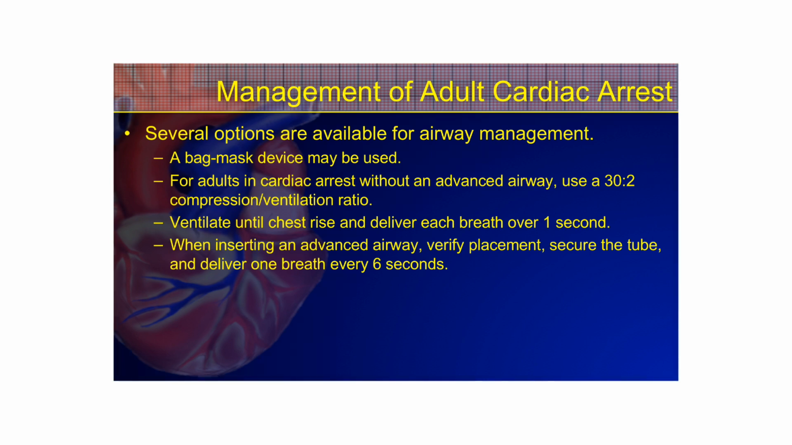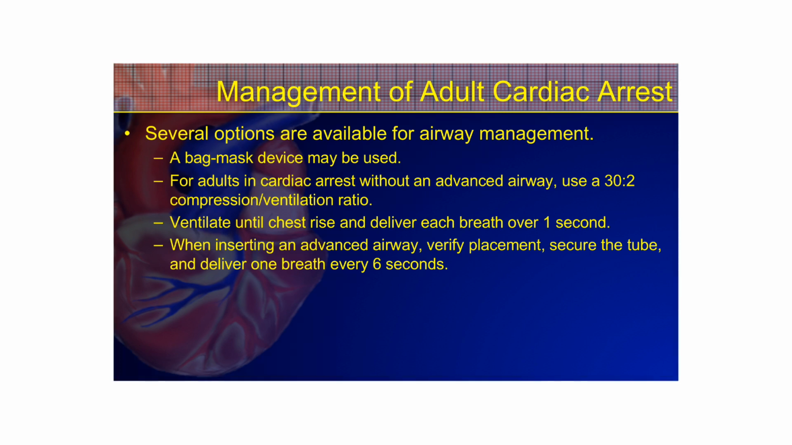All right, and then for adults in cardiac arrest without an advanced airway, you're going to want to remember to use that 30 to 2 compression to ventilation ratio. So for every 30 compressions, you have to stop and provide the 2 ventilations. And that truly is the advantage of getting an advanced airway, because then you can provide your asynchronous compressions and ventilations and not have to worry about stopping every 30 compressions to provide those ventilations.